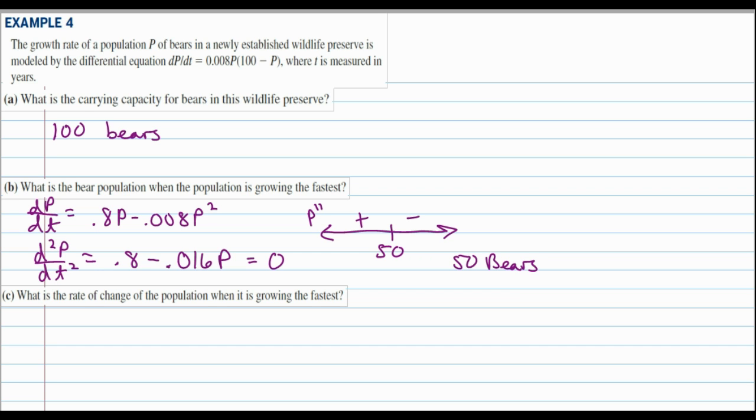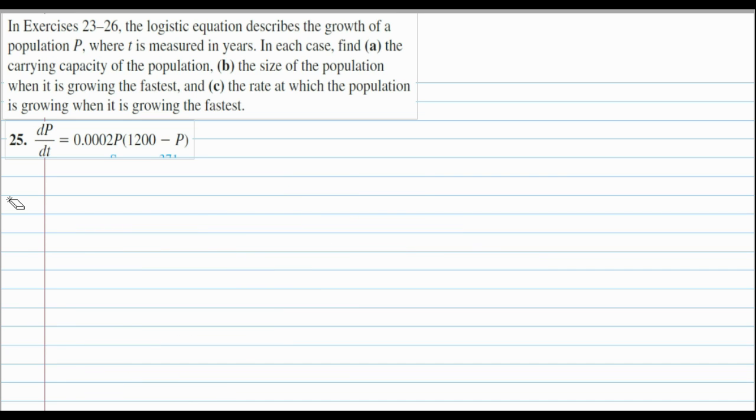Part C, what is the rate of change of the population when it is growing the fastest? So now we want to find the rate of change of the population at 50 bears. So in that case, I can use the first derivative, the rate of change of the population, dP/dt, and plug 50 bears into that and get that it's changing at a rate of 20, and that would be bears per year. So now try problem number 25.